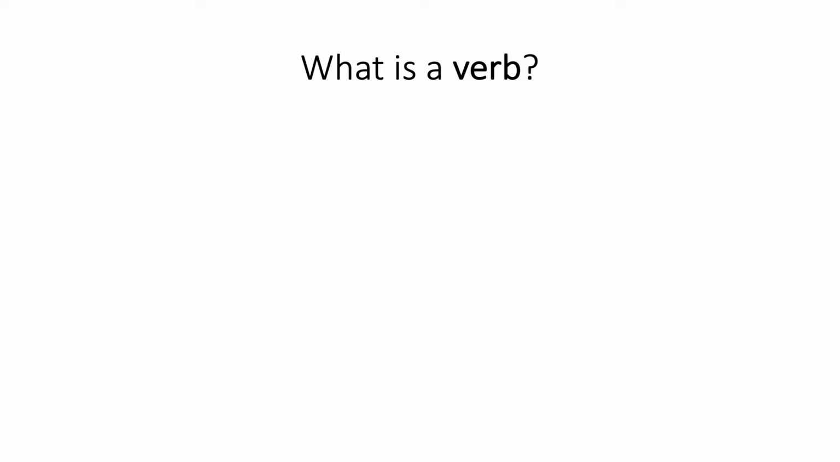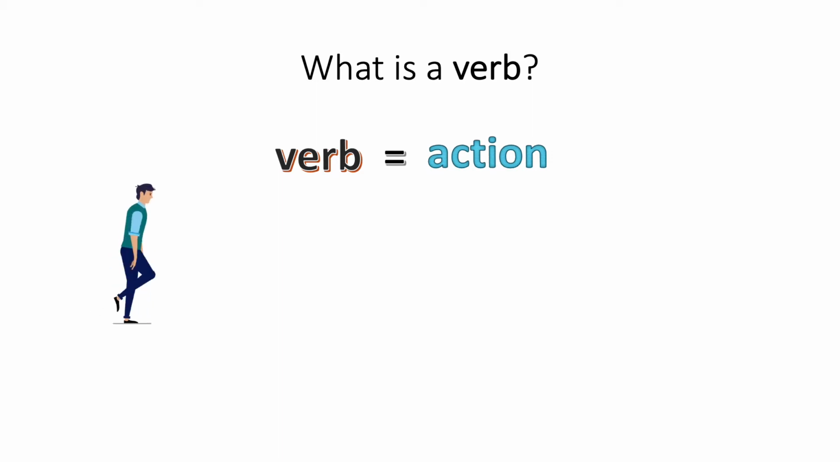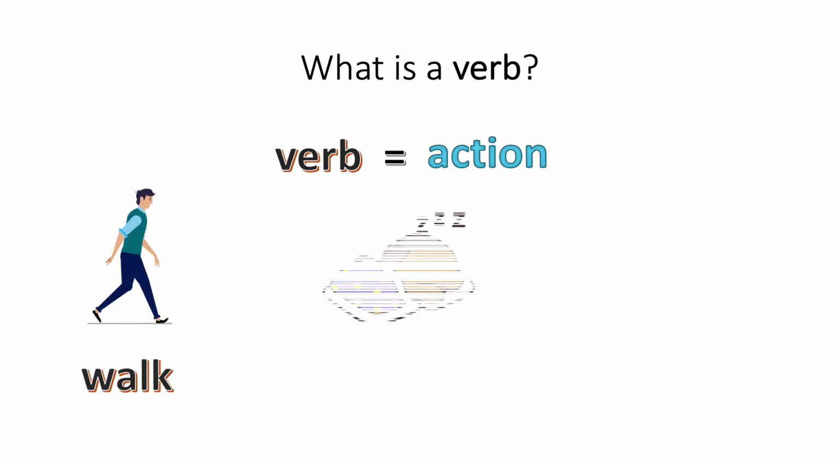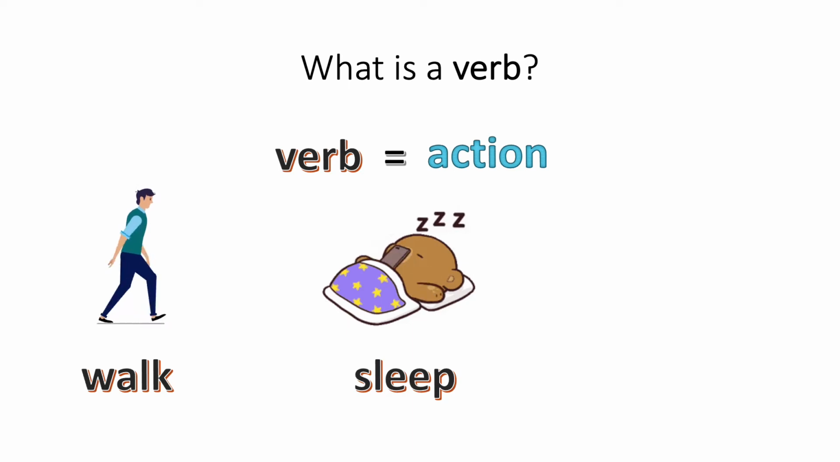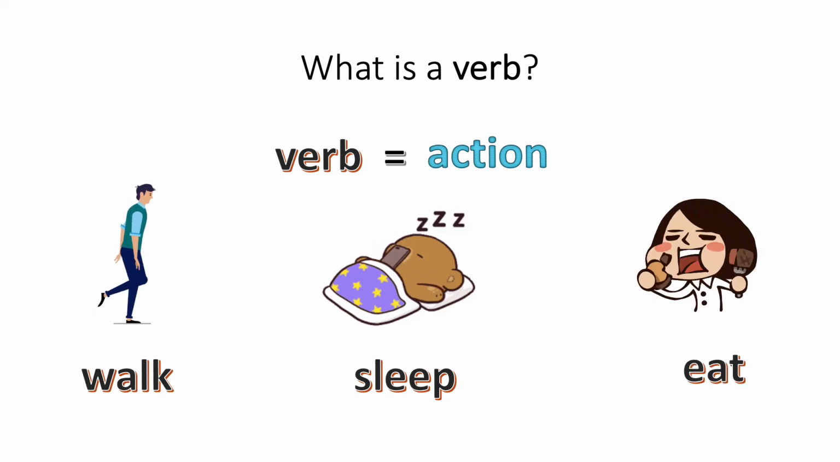So, what is a verb? Well, a verb can be one of three things. First of all, a verb can be an action. For example, walk, sleep, and eat.